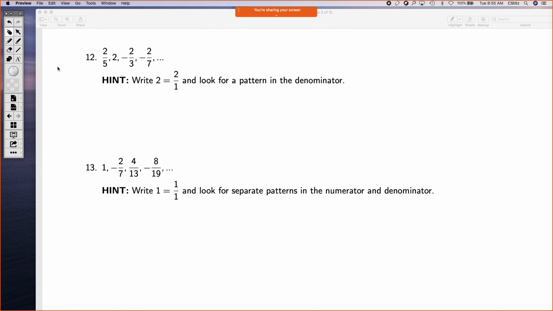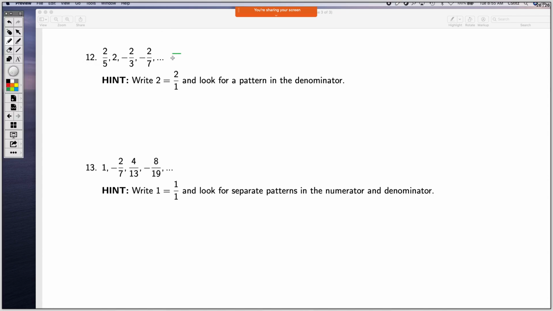Let's look at number 12. We've got 2/5, 2, negative 2/3, negative 2/7, etc. Hint: write 2 as 2 over 1 and look for a pattern in the denominator. So let's rewrite this as 2/5, 2 over 1. Let's put the negative in the denominator here because we're looking for a pattern in the denominator. The numerator is always 2, but let's look for the pattern in the denominator. Can we see a pattern in the denominator?